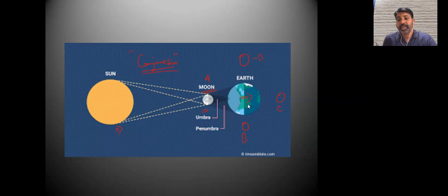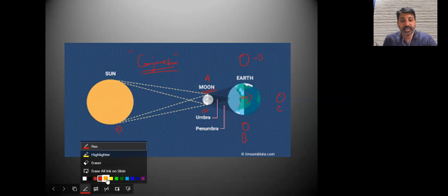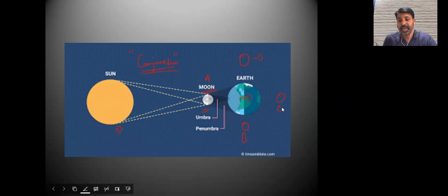Whereas the second position is if the Earth is in the middle, and the Moon and the Sun are in opposite directions. Here the Moon is on one side, the Sun is on the opposite side, and the Earth is in the middle. This position is called opposition. It is clear. They are opposite to each other.